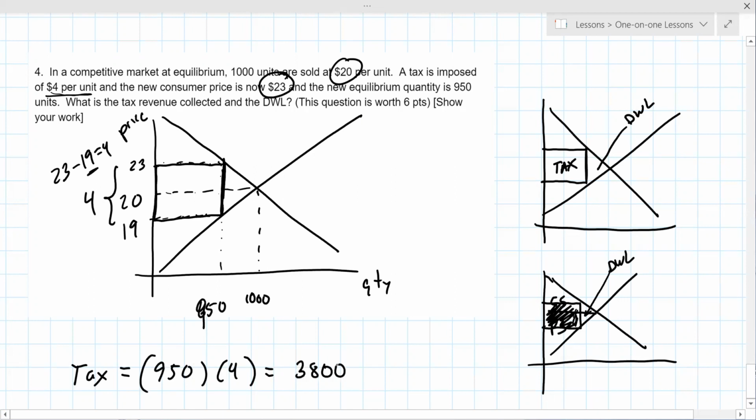Wait, so how's that 950 times 4? Because you add all those up together, or what do you do again? $4. Oh, no. $4. Yeah. It's okay. Not to scale. So by the tax wizard.